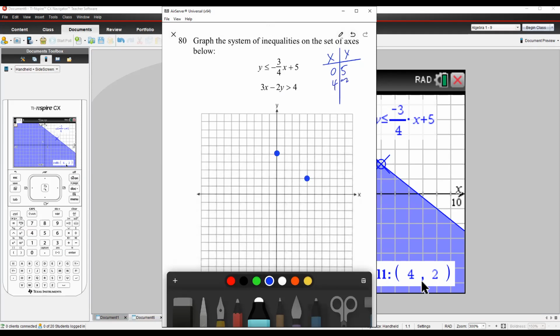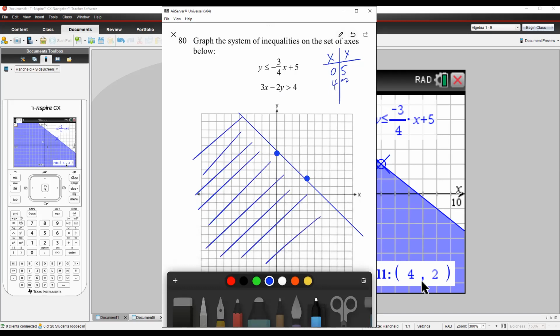Now all I'm going to do is try to draw a straight line through those points. Not the best, but that's close enough. And then I'm going to shade underneath it. So this is how you shade. And that's what I'm doing.